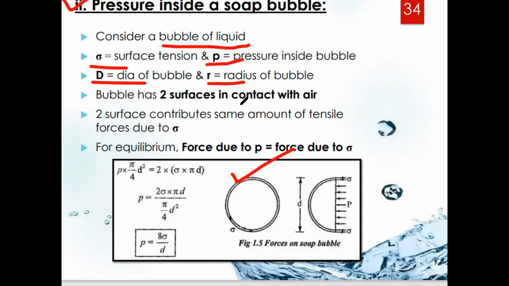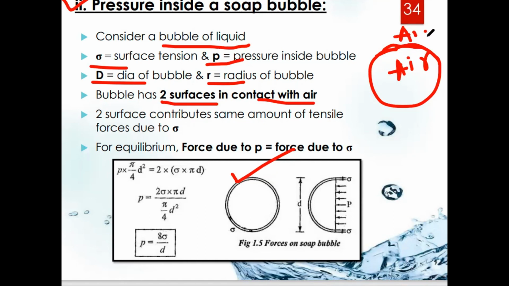So as we have done in the case of the water droplet, here also we'll cut the soap bubble into two parts. In the case of a soap bubble, the most important thing is that the bubble has two surfaces which are in contact with air. Both inside and outside the soap bubble, air is present. So that's why the surface is in contact with the air both inside and outside.